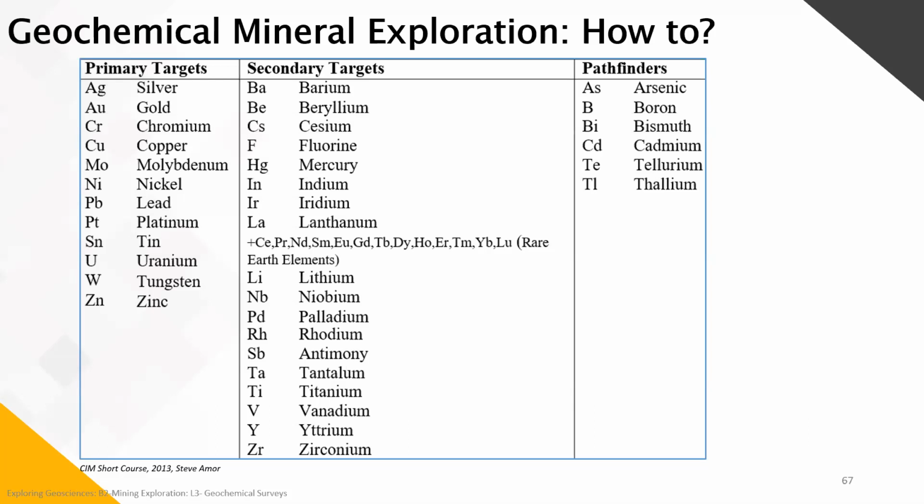Primary targets include precious and base metals such as silver, gold, chromium, copper, molybdenum, nickel, lead, platinum, tin, uranium, tungsten, and zinc. Within the secondary targets, we have specific elements such as barium, beryllium, cesium, fluorine, mercury, and all the rare elements, lithium, niobium, palladium, rhodium, etc., that are used for specific main industrial purposes. Finally, we have some of the main pathfinders, such as arsenic, boron, bismuth, cadmium, tellurium, and thallium.